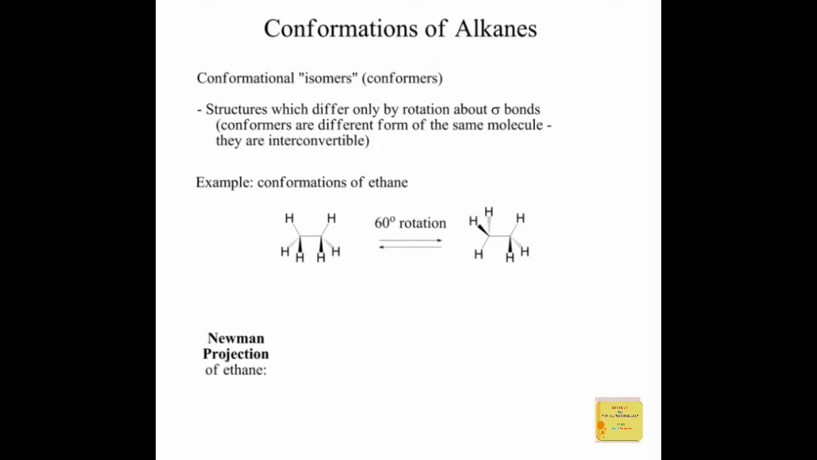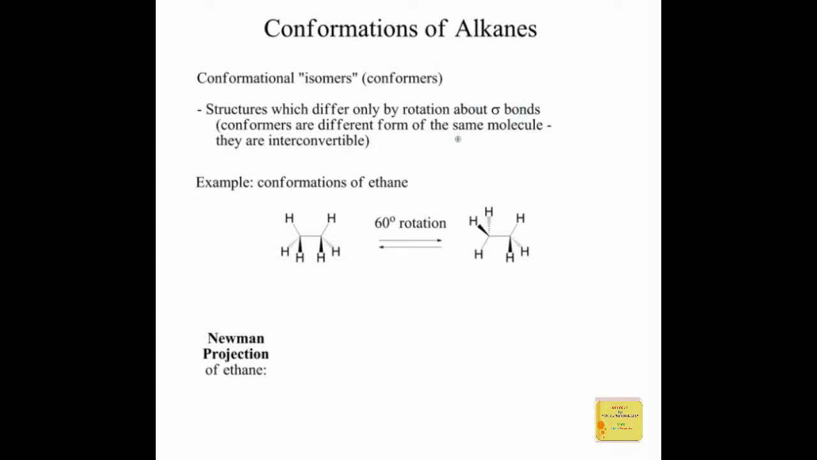And how about the shape of alkanes? What do they look like in 3 dimensions? We can have different shapes known as conformational isomers. I put isomers in quotes here because these are not isomers in the traditional sense of non-interconvertible unique compounds. Conformational isomers, also called conformers, can be interconverted, and so that's why I prefer not to call them isomers. I prefer to call them conformers instead. And the way they are related is they are structures which differ only by rotation about sigma bonds.